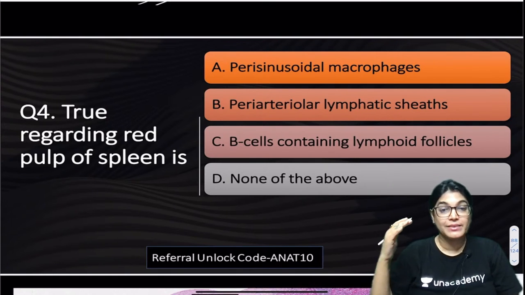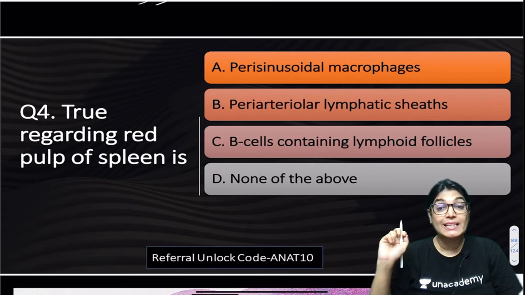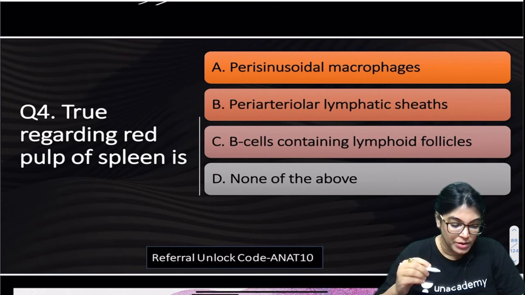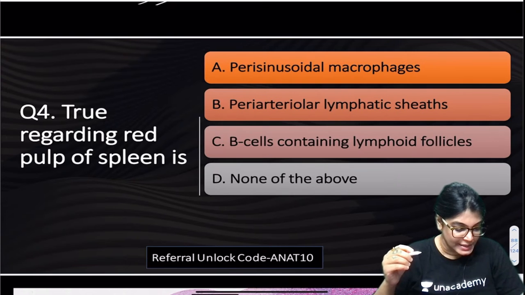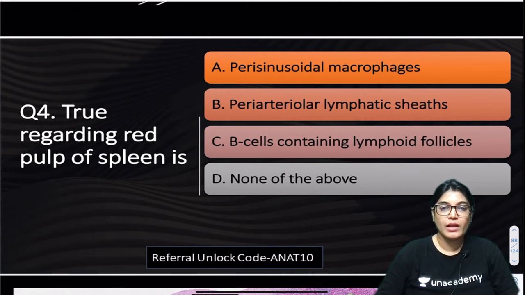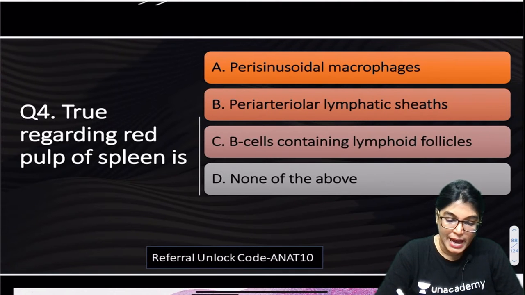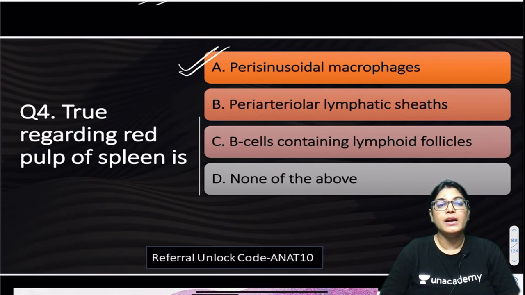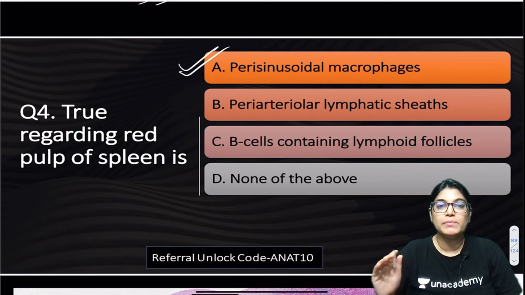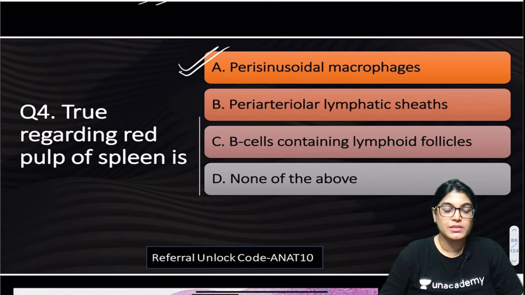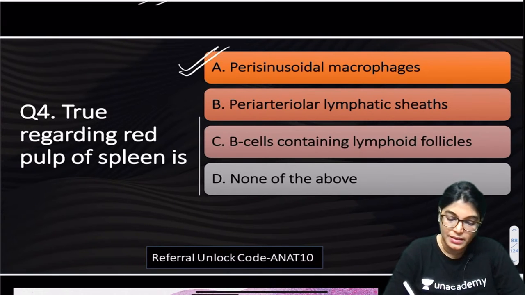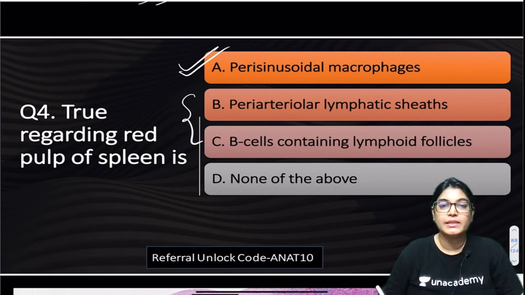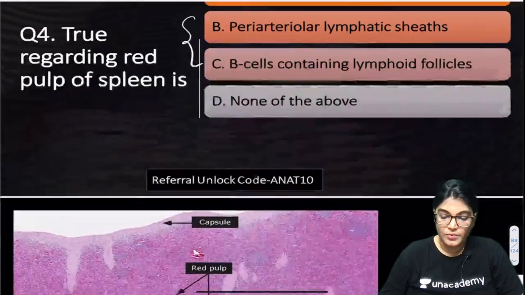True statement regarding red pulp of the spleen. So this is an MCQ regarding histology. Gopika Sarma is telling it's A. So yes, Gopika, you are absolutely right and the correct answer is A. Red pulp contains perisinusoidal macrophages. All other structures, B and C, are contained in white pulp: the periarterial lymphatic sheath, B lymphocytes and lymphoid follicles.